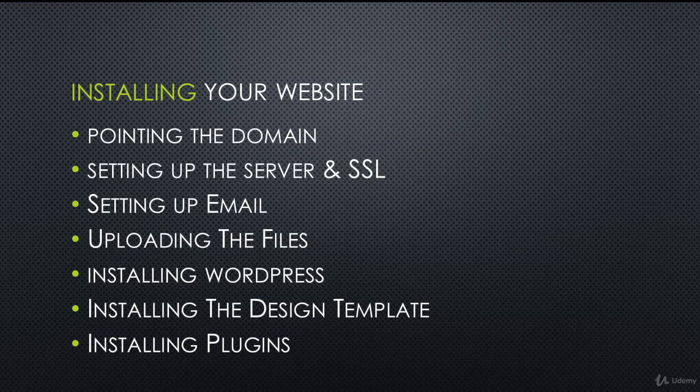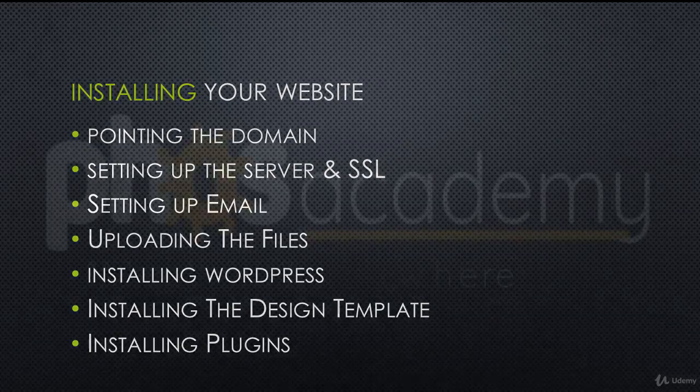The next one is uploading the files. This is just uploading your WordPress files and your template files. And once we're done that, we're going to go ahead and install WordPress. Finally, we're going to be installing the design template and then the rest of the plugins that we need to install to make everything awesome. So that's what we're going to do. There's a lot in this section to cover. So let's get through this together.